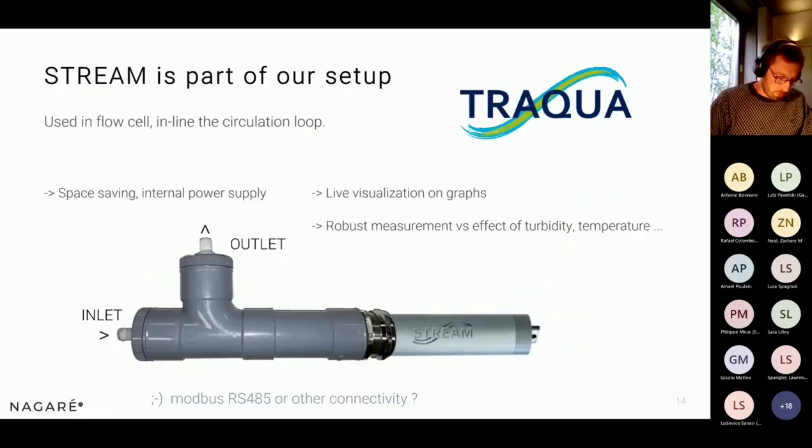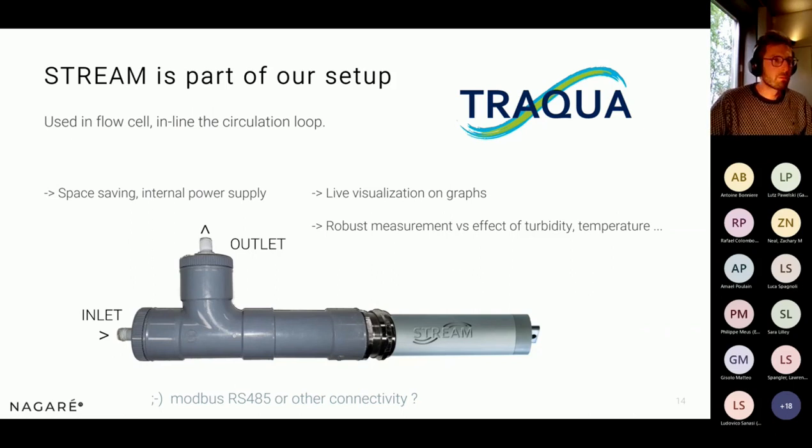So our connection to TrackWise is, of course, through the use of the stream fluorometer. We use it as a part of our setup to measure the fluorescent dye tracer concentration. It is quite useful for us because it's really compact. The probe is really compact for its size. It doesn't require any external power supply.